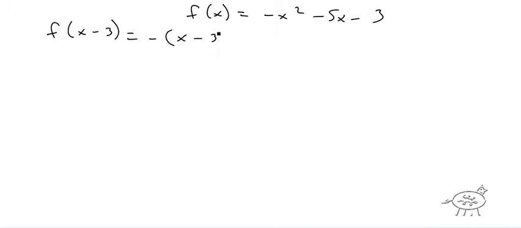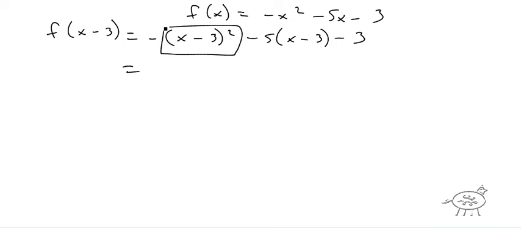f of x minus 3. Well, here, I need to write this out here again. This is my original problem. So f of x equals negative x squared minus 5x minus 3. So f of x minus 3 is negative (x minus 3) squared minus 5 times (x minus 3) minus 3. Okay, so just do your distributing first. Obviously, you got to write it twice.